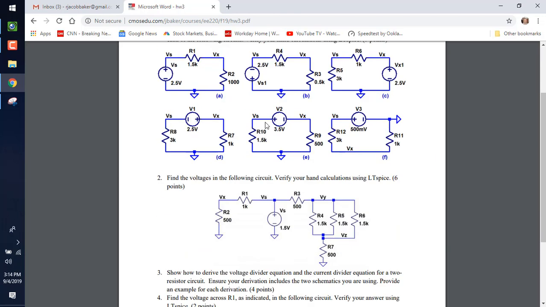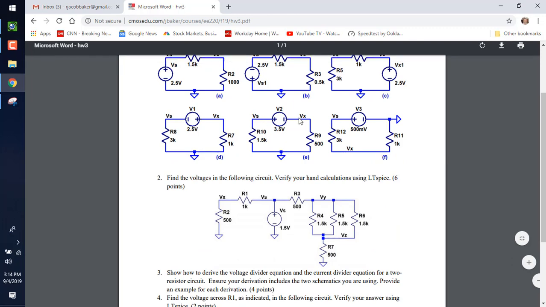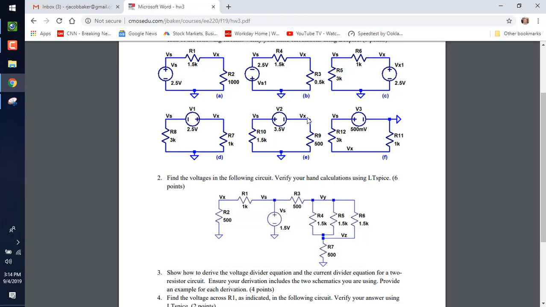What is Vs minus Vx right here in E? 3.5. What is Vx minus Vs here in E? Minus 3.5. All right, if I go through and I say, what's the current flowing down this resistor? Now keep it simple. In this direction, what's your response? Vs over 1.5K. What about the current going down in this direction? Vx over 500. What do we know about the current in the clockwise direction that flows? It's the same. It's one circuit, circuital.